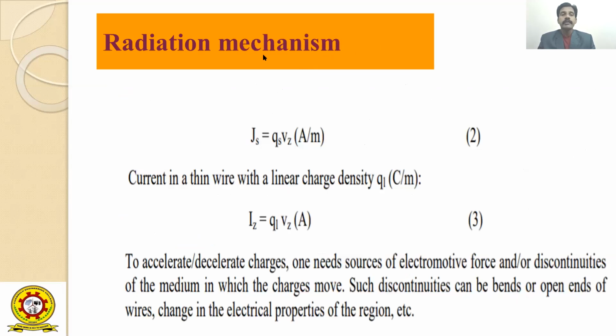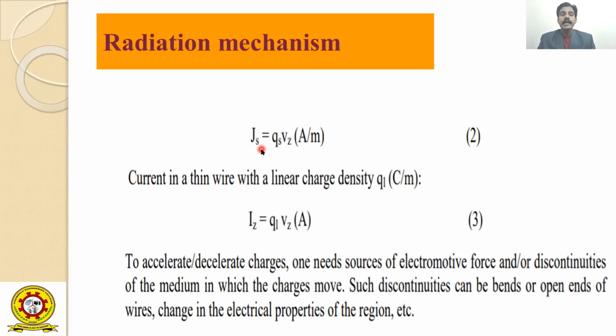This is the surface charge density. In the previous expression, Jz equals Qv times vz. Now that equation comes into an alternate form: surface current density Js equals surface charge density multiplied by velocity, with units of ampere per meter. But this is a cylindrical format.